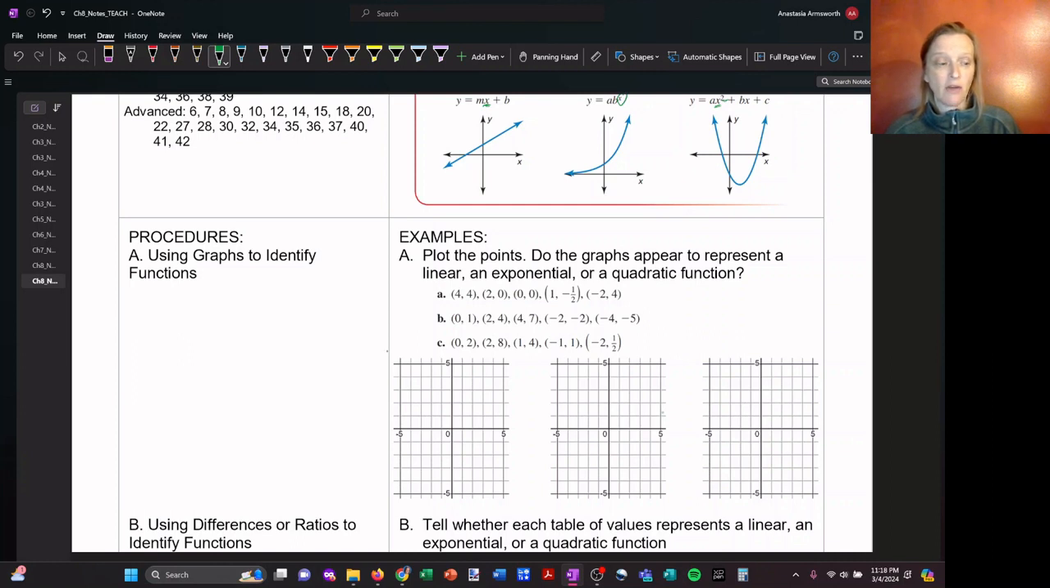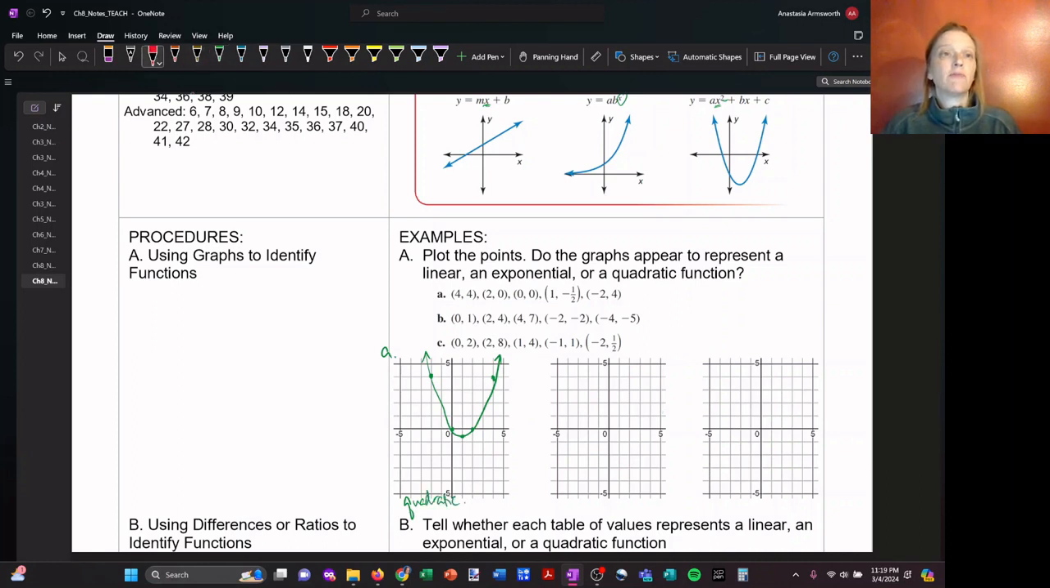For graph A, we want to have points at (4, 4), (2, 0), (0, 0), (1, -1/2), and (-2, 4). So this definitely appears to be a U-shape parabola. So this would be a quadratic function.